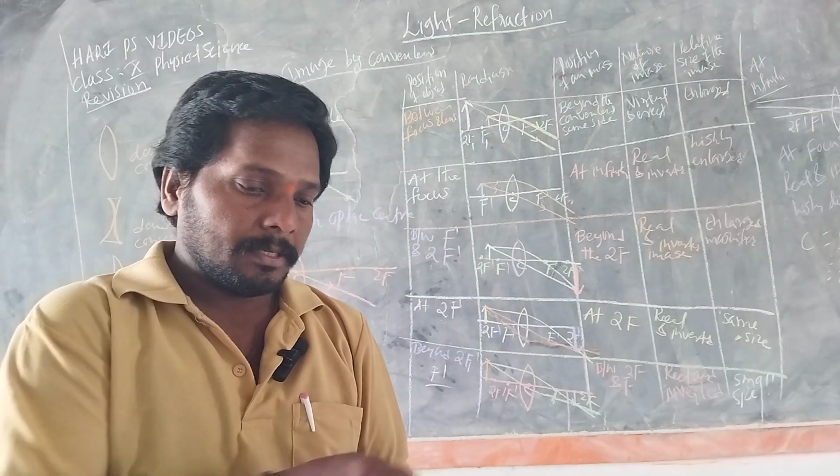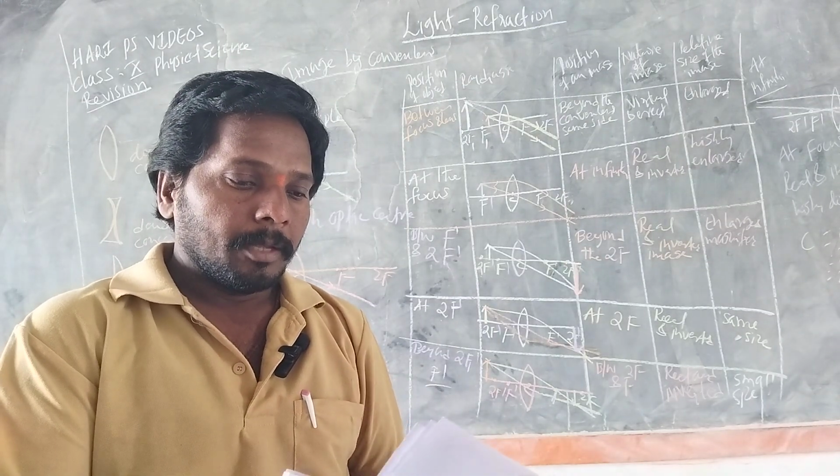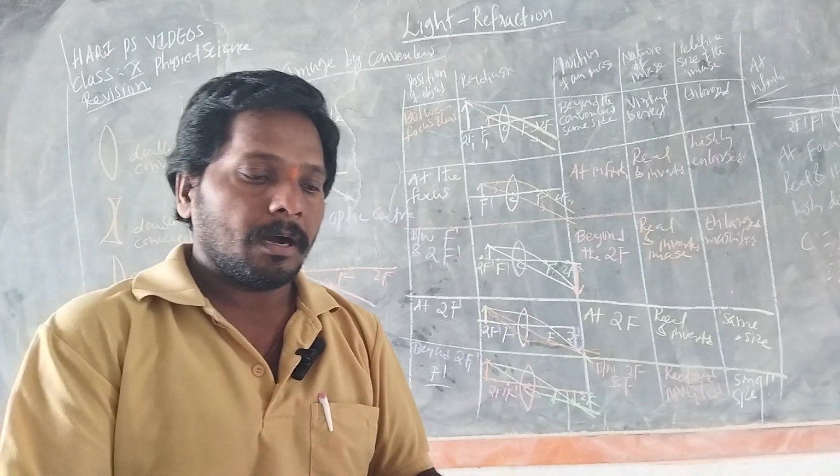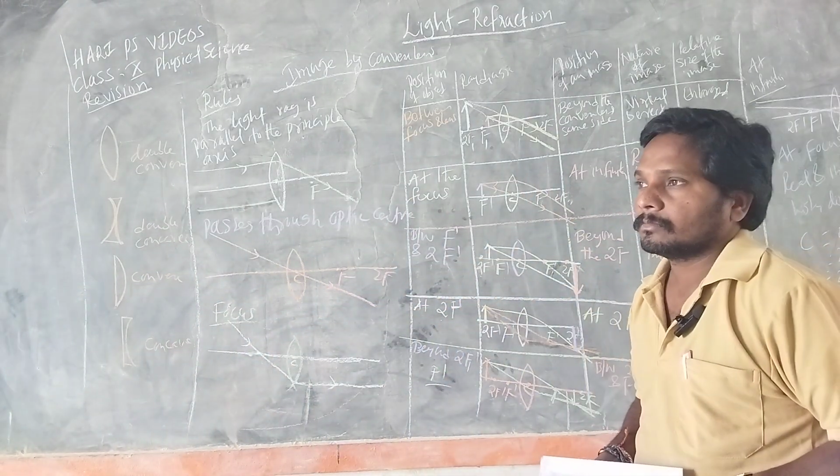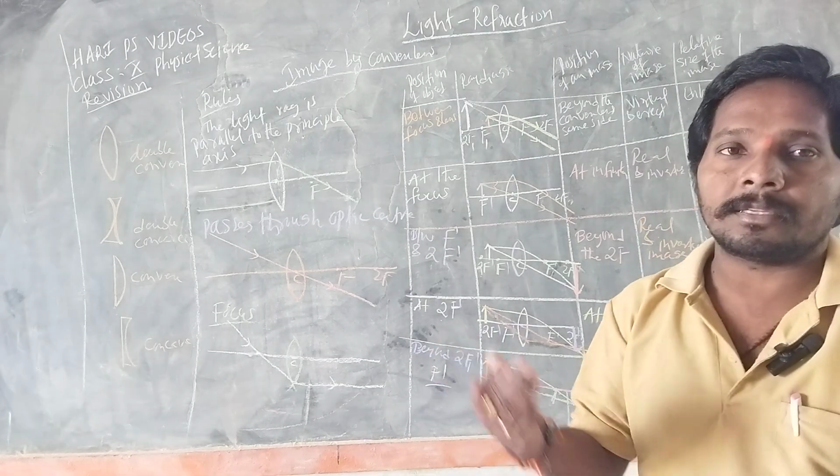Okay, let us discuss some questions. Predict and write about the world without lenses. What happens without lenses? The eye lens. If no eye lens, we cannot see.